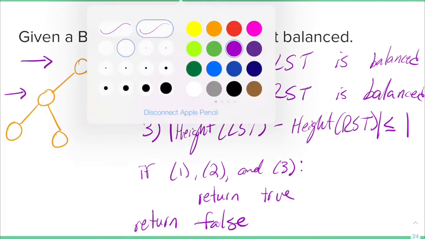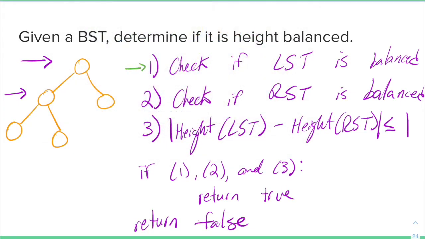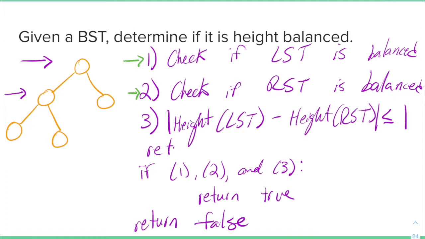And so the important thing here is step 1 and step 2 are actually recursive calls in and of themselves, because to check if the left subtree is balanced, you're going to call this method, and then that left subtree is going to call that method on its left subtree, and so on and so forth. And so what you'll return for all the sub functions is going to be 1, 2, and 3.